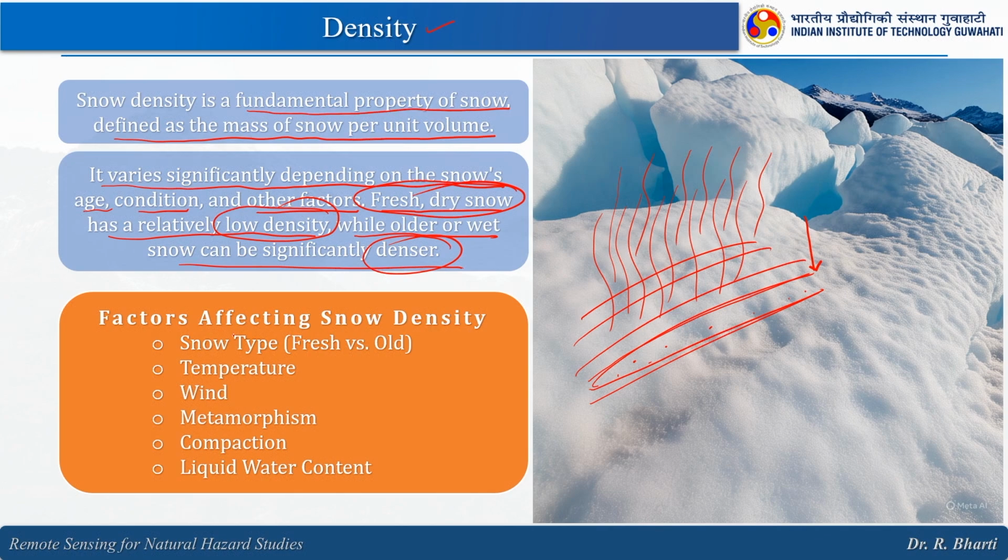The factors which affect the snow density are snow type, temperature, wind, metamorphism, compaction and the liquid water content. What is the liquid water in this particular snowpack? That also defines what the density will be in this particular snow.